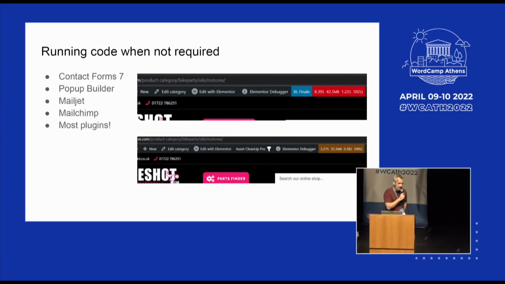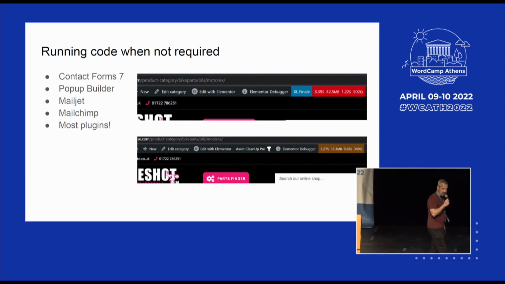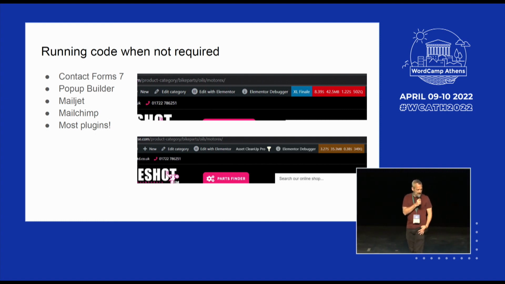There's a great plugin called Asset Cleanup Pro, not my plugin, but it's a brilliant plugin that lets you unload plugins on the front end. So I highly recommend you check it. With the free version, you can find out all the plugins that are running code on your front end. These are common ones.